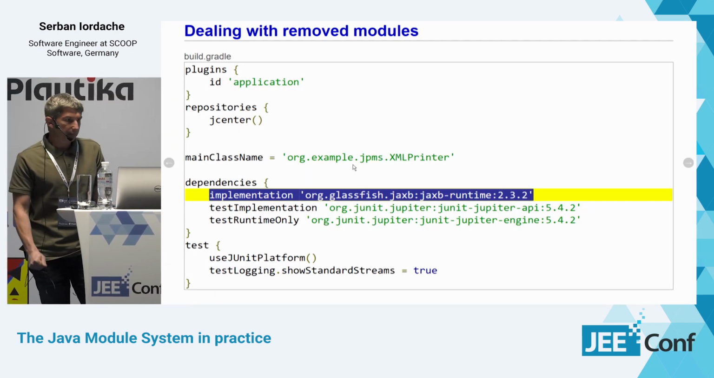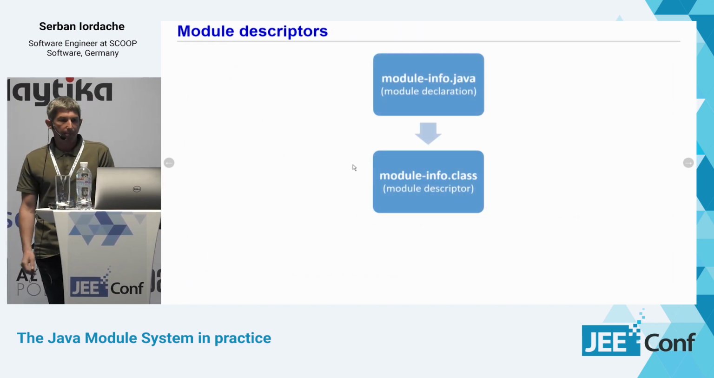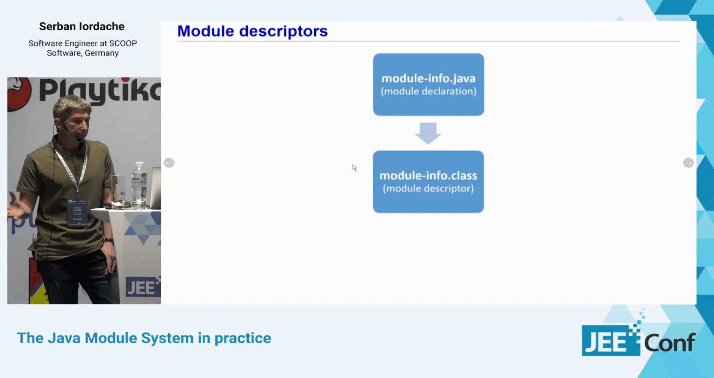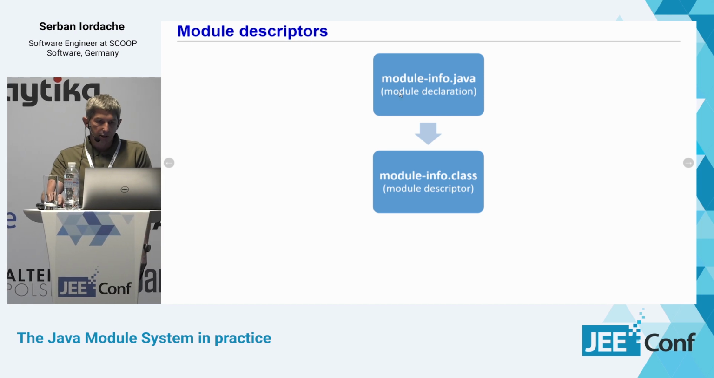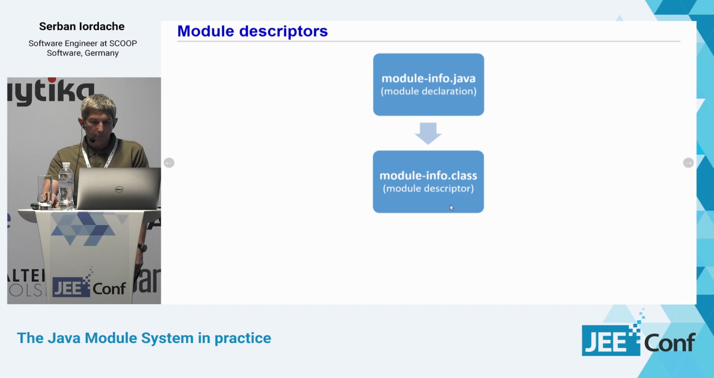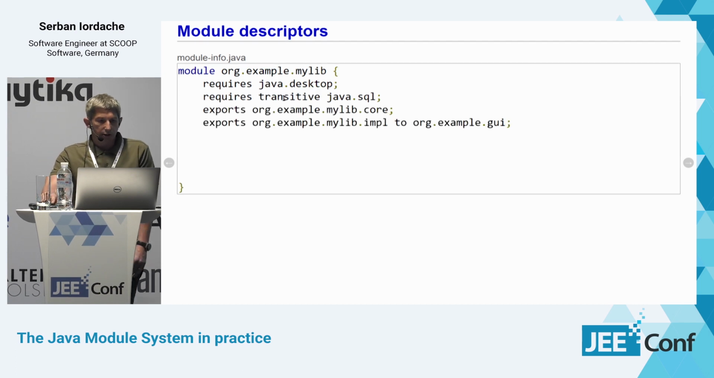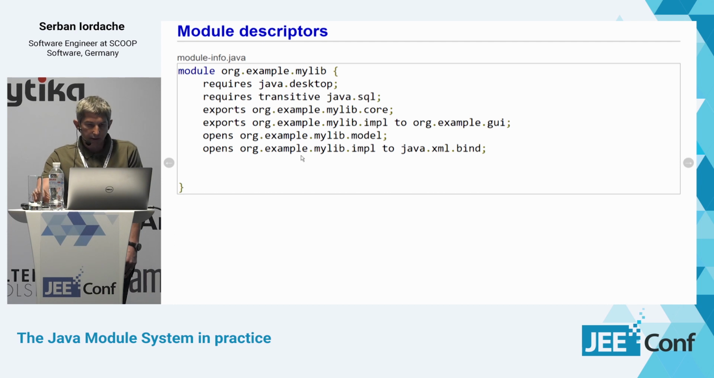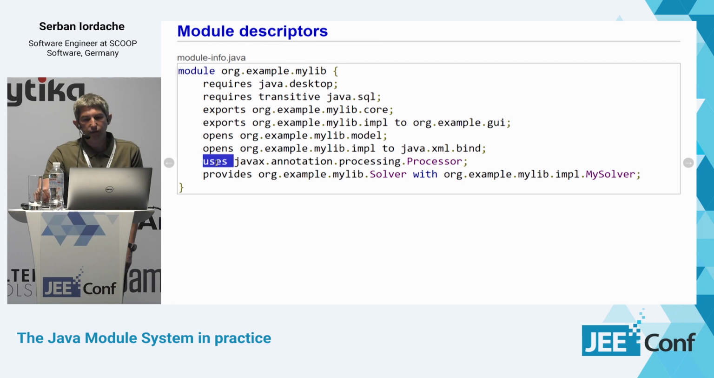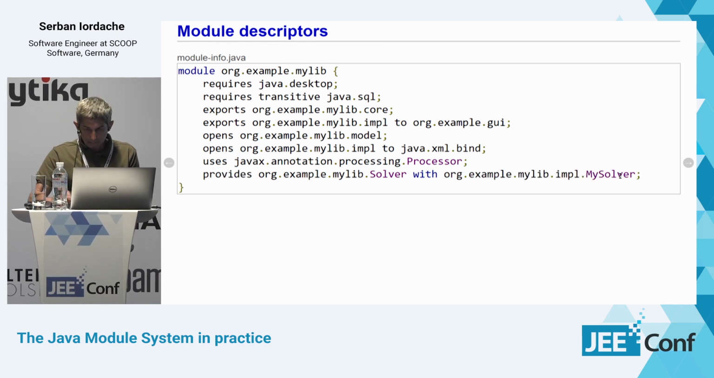But we want to modularize it. And what should we do to modularize our code? We need to add a module descriptor. A module descriptor contains metadata, such as the module name, the module dependencies, the packages exposed by the module, and so on. And we put this information in a module-info.java file, which gets compiled to a module-info.class, which is our module descriptor. So we put here the dependencies of our module, which can be normal dependencies or transitive dependencies. We specify which packages are exposed to other modules, which packages are opened for deep reflection to other modules, which services are used by our module, and which services are provided by our modules and the corresponding implementing class.